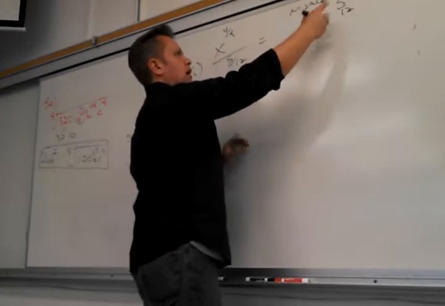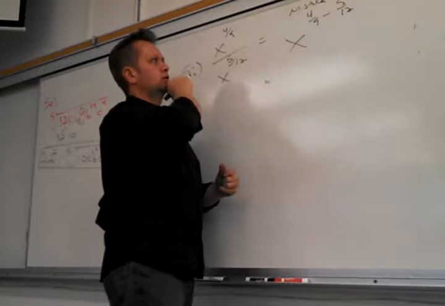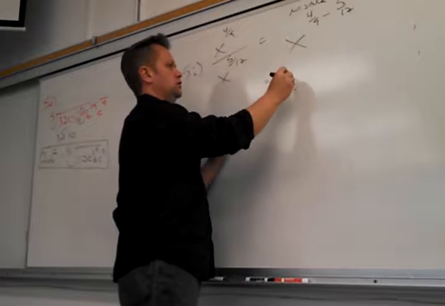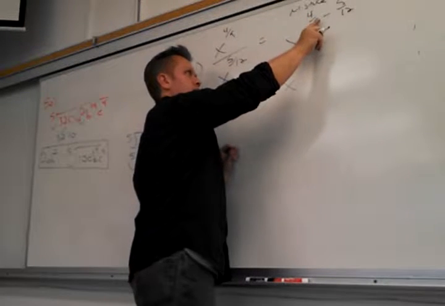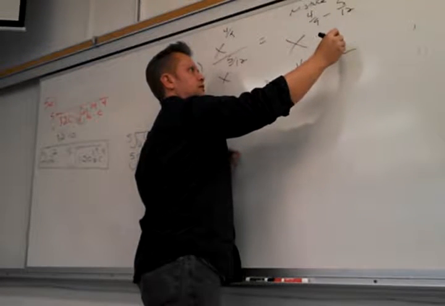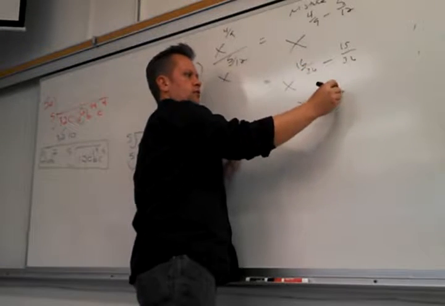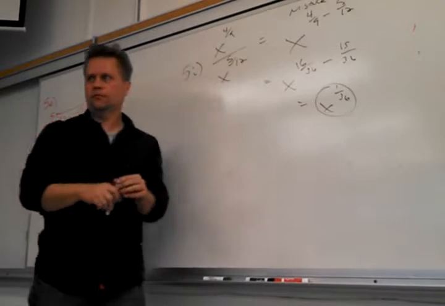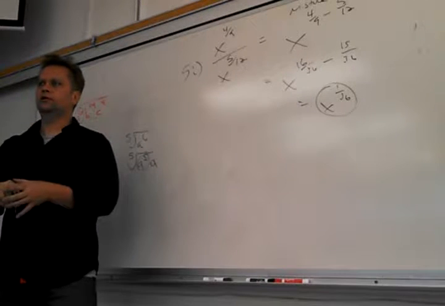And then, of course, for this problem, I have to get the LCD. What would the LCD be? 36. 36, I love it. So it'll be x to the 16 minus 15 over 36, which is x to the 1/36. That's it? Yeah, dude. That's awesome.